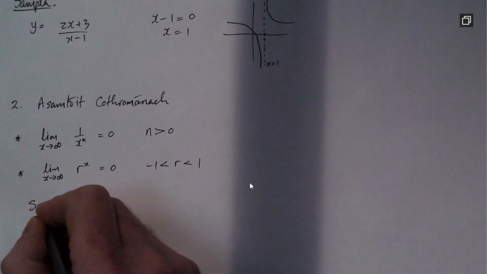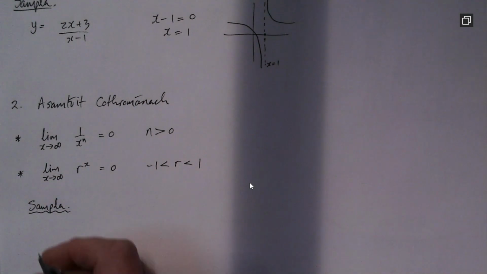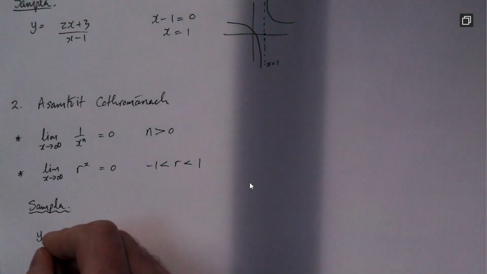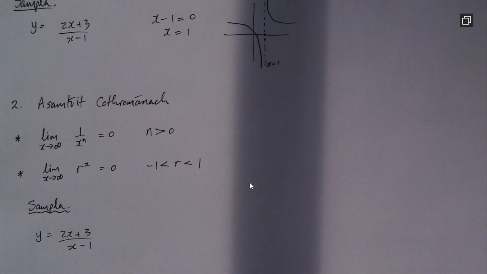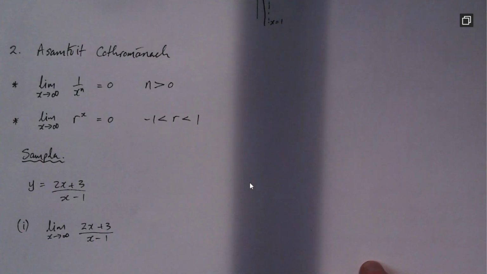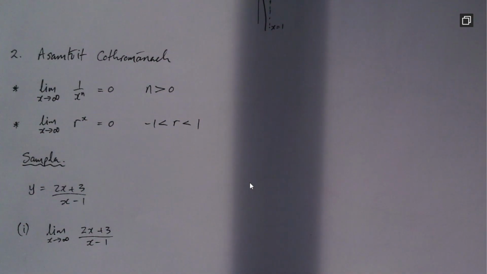Example: y equals (2x plus 3) over x minus 1. To find the horizontal asymptote, we take the limit as x goes to infinity of the y value, the limit of (2x plus 3) over x minus 1.